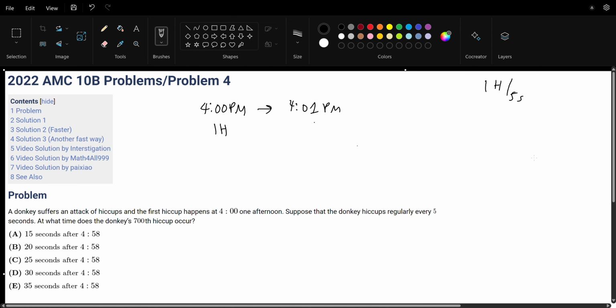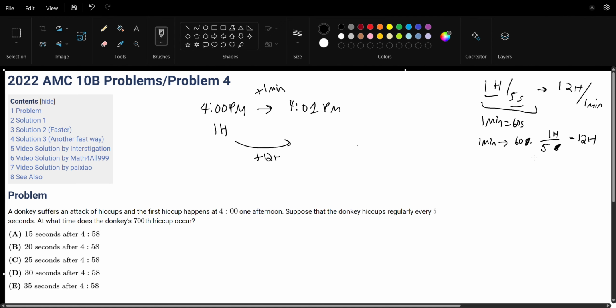4:01. How many hiccups are at 4:01? Well, there's one hiccup every 5 seconds. We know that for every 1 minute there are 60 seconds. So for 1 minute, that's the same thing as 60 seconds, and for every 5 seconds there's one hiccup. The units of seconds and seconds cancel, and we're left with 12 hiccups every 1 minute. So 12 hiccups for every 1 minute would be the same rate as one hiccup every 5 seconds. So that means for an increment of 1 minute, we must increment the amount of hiccups by 12, which gets us 13 total hiccups by 4:01.